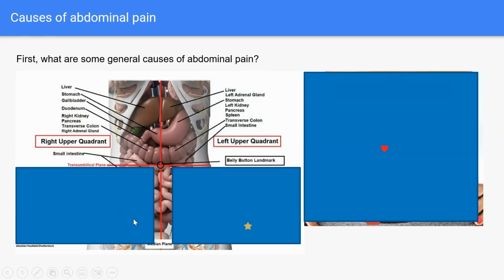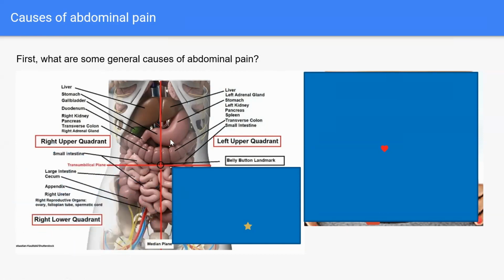So what about the right lower quadrant here? Is there anything that you think about when you think about right lower quadrant abdominal pain? Small intestine, colon, great. Somebody had mentioned the appendix as an issue earlier, like appendicitis. Yeah, great. Okay, so large intestine, cecum, appendix, the right ureter even. Okay. And what about our left lower quadrant?